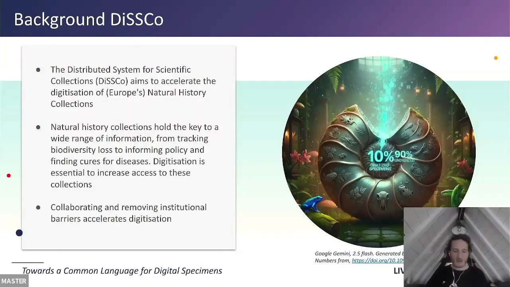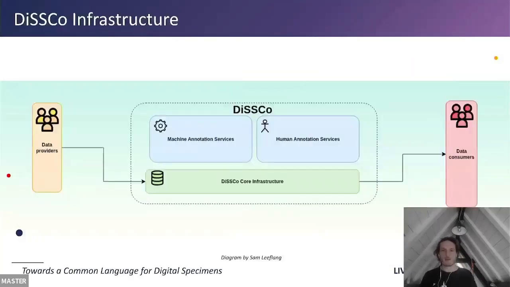We think, and our aim is, that through better collaboration and the removal of institutional barriers, we can accelerate the digitization and then the enhancement and creation of this data as well. So for that, we need some kind of infrastructure to start working on this data together collectively.